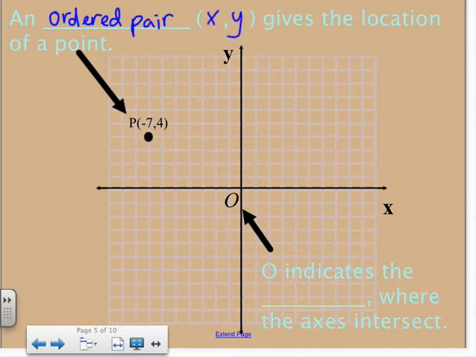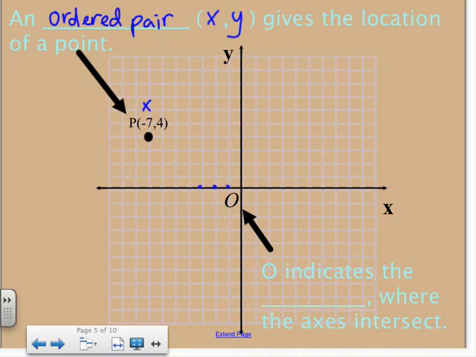So the x coordinate comes first and the y coordinate comes second, okay? And it gives you the location of the point. So for example, our point P here, right? You use the little parentheses for the point, and it's at (-7, 4). So that means our x coordinate is -7. So along the x-axis here, I go out to -7.